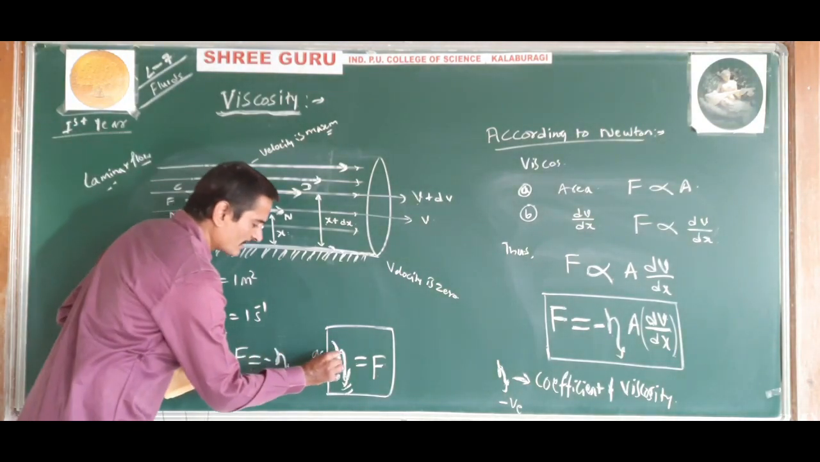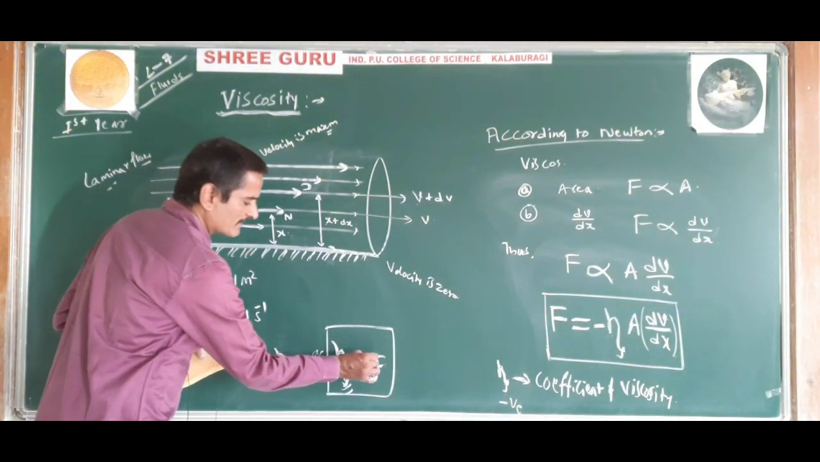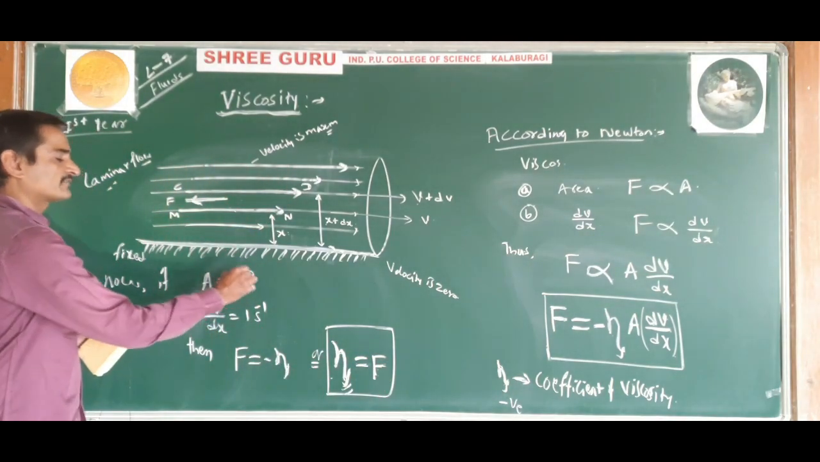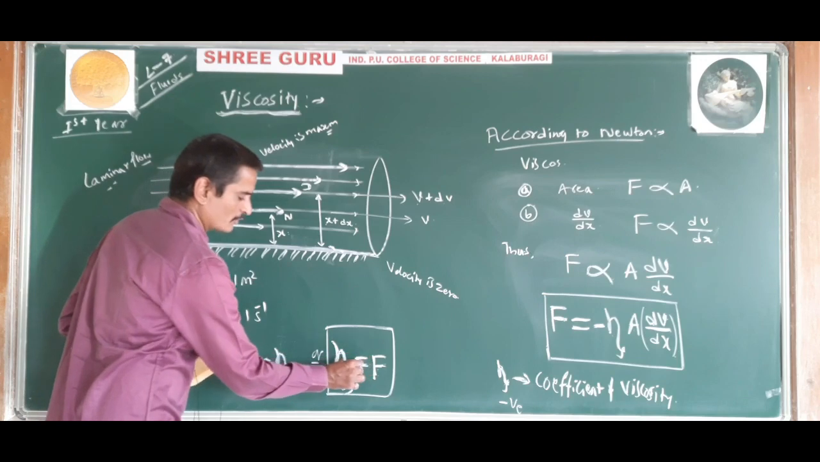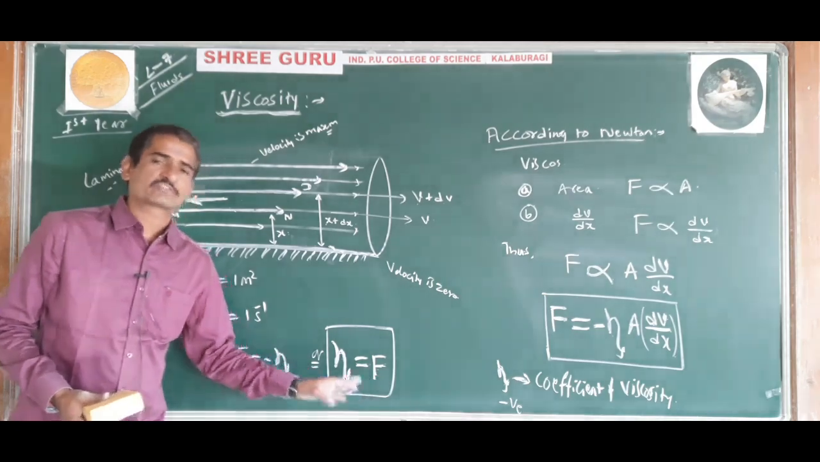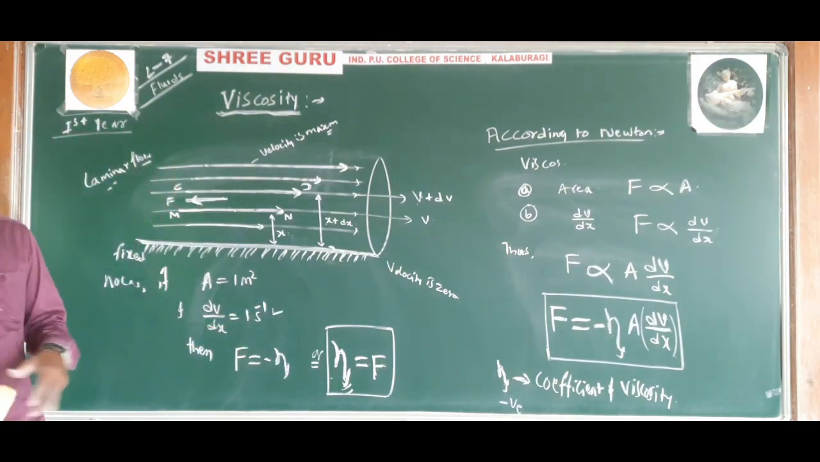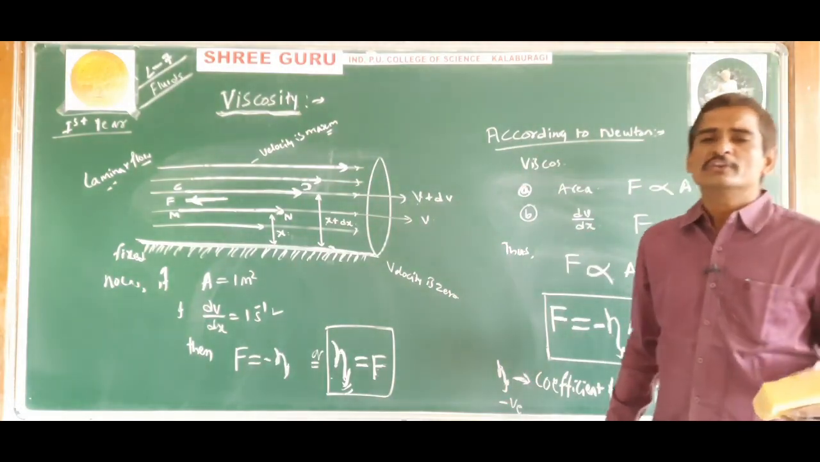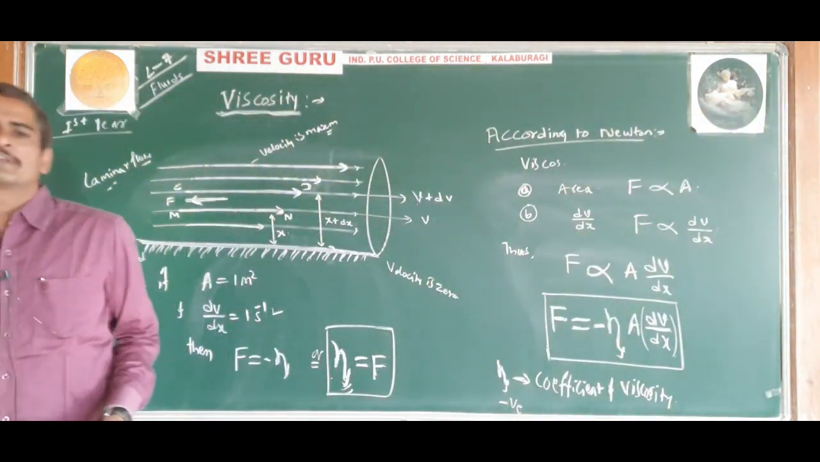The coefficient of viscosity is defined as the viscous drag, viscous force acting per unit area of the layers. The coefficient of viscosity between the two layers is defined as the viscous force acting per unit area of the layers having a unit velocity gradient perpendicular to the flow of liquids.